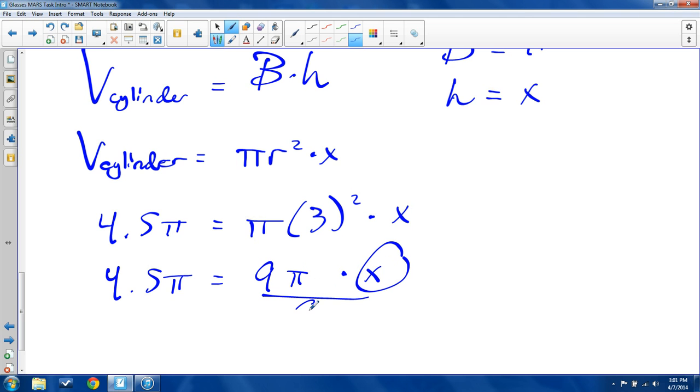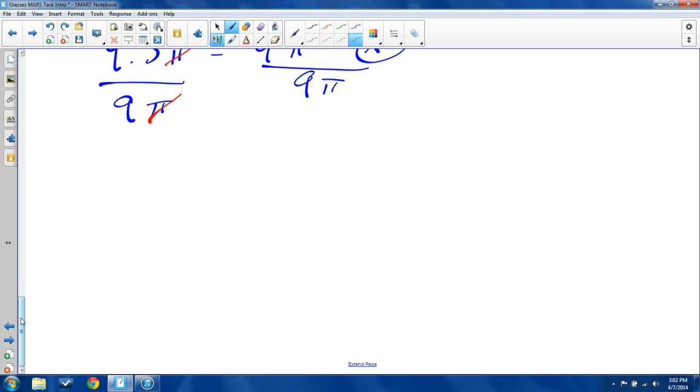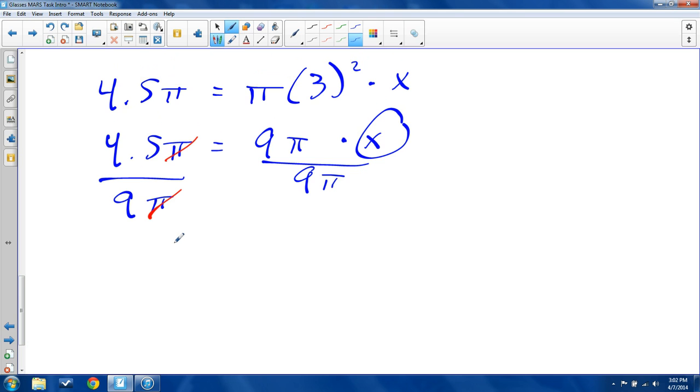So divide both sides by 9 pi. If you've ever done division, including pi's, you keep the pi's unless it's pi over pi. Pi over pi is 1, so I'm going to cancel out the pi's. 4.5 over 9. You may use your calculator, I'd let you. But 4.5 is half of 9. So 4.5 over 9 is 1 over 2. And 1 over 2 is an exact value, so I'm going to leave it as 0.5. So x is 0.5. Remember, this was a length, so it's 0.5 centimeters.